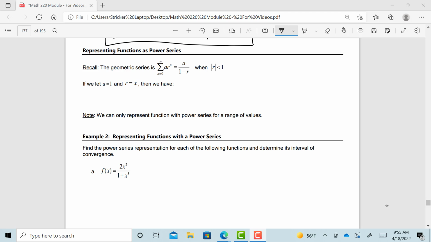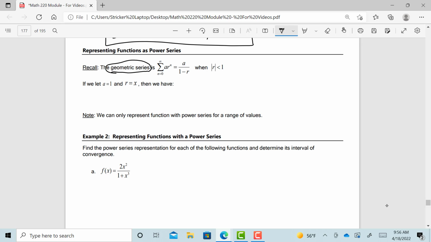All right, welcome back. We are continuing our discussion of power series. And in this video for section 6.1, we're going to delve in a little bit deeper. We're going to see if we can actually come up with a specific power series representation for a specific function. And we are going to use what we know about the geometric series.